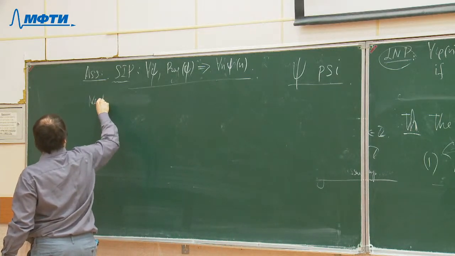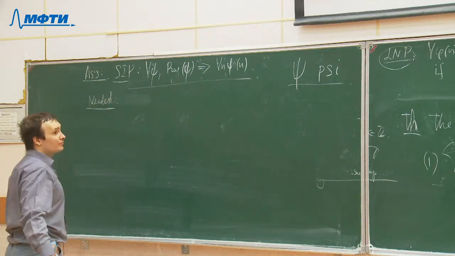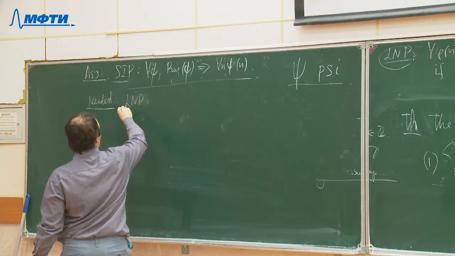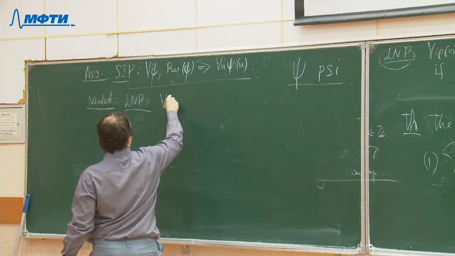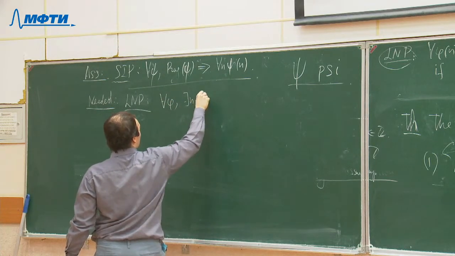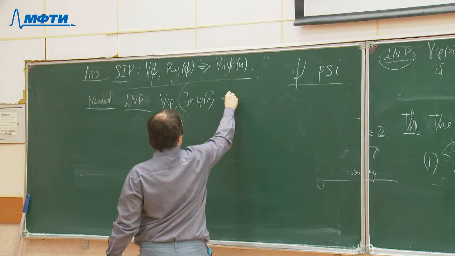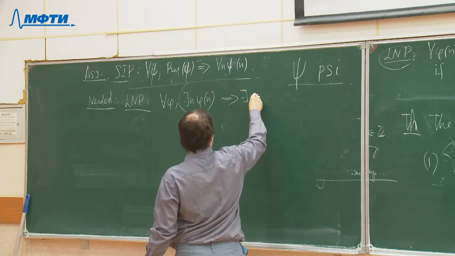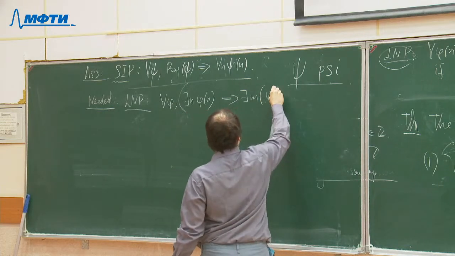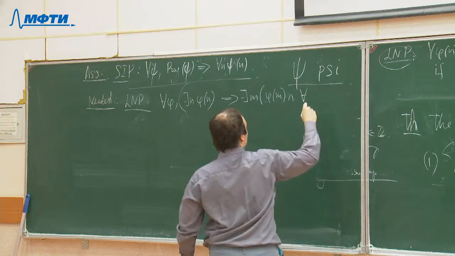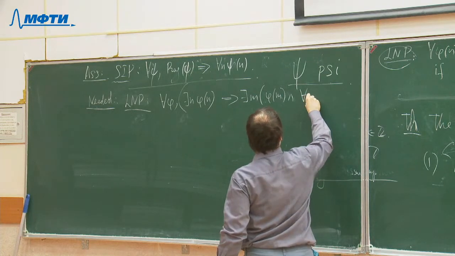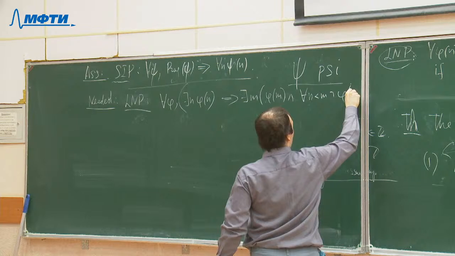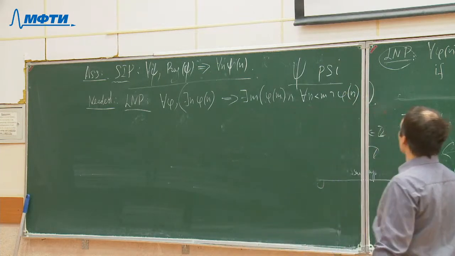What is needed? I need to prove the least number principle. That is what? For each phi, if there exists some n with property phi, then there exists some m, so that phi of m, but for every lesser number, phi does not hold.